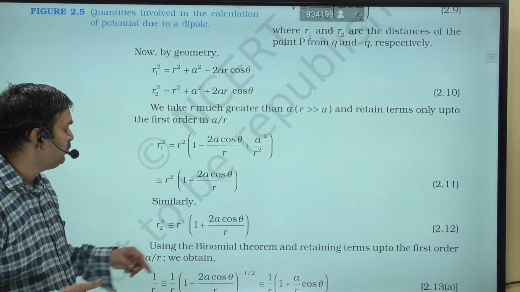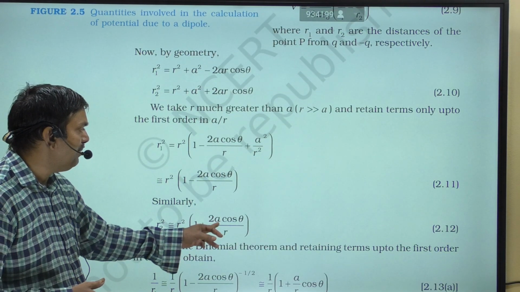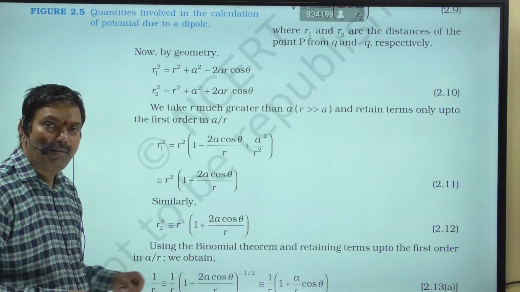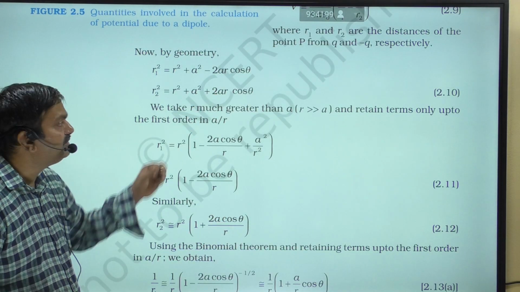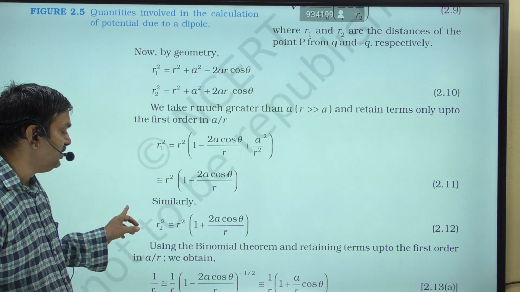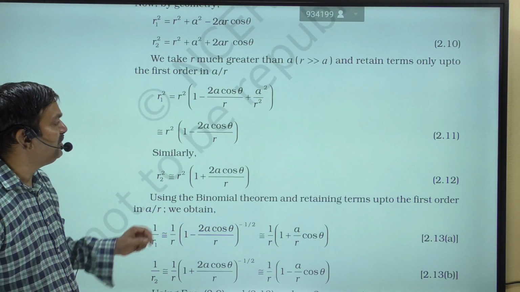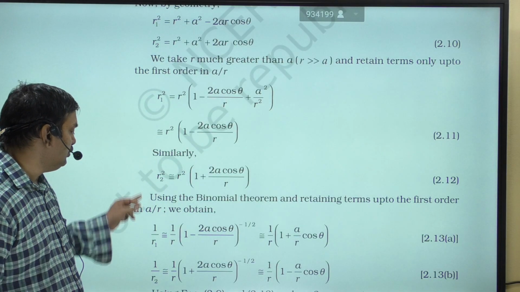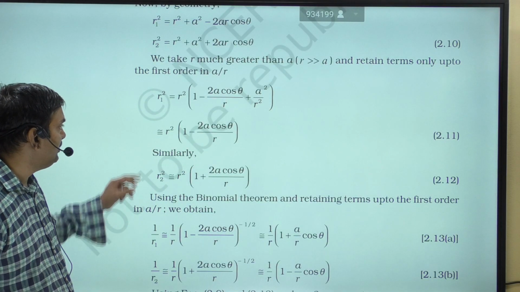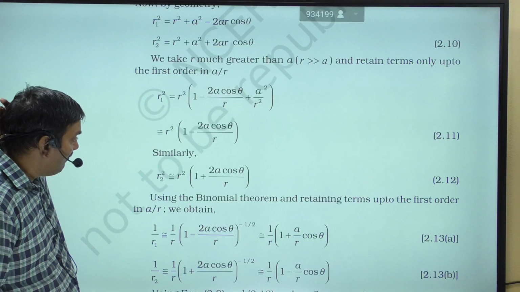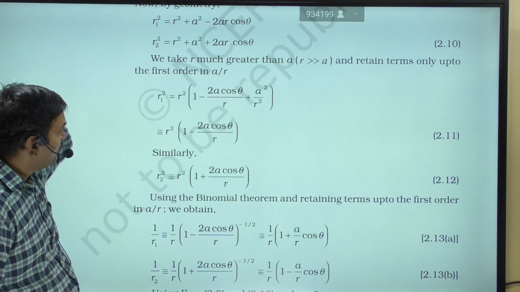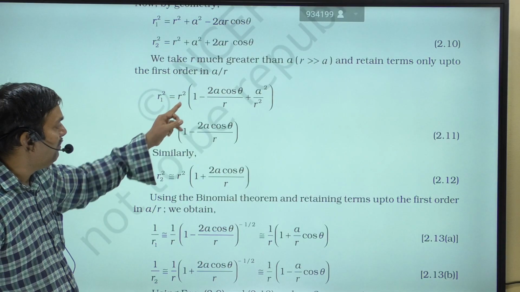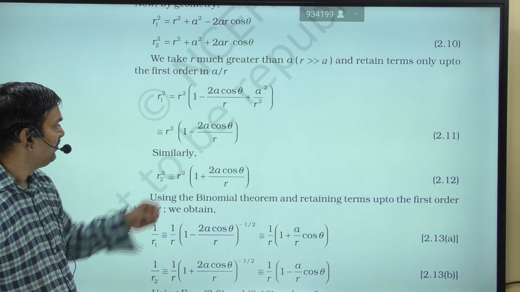Similarly r2 square is identically equal to r square, along the same lines, plus 2a cos theta by r comes. In this case it is plus 2a cos theta by r. Now by binomial expansion, as you see here, this is now 1 by, as you see here, r1 square, if that much, I want 1 by r1 square, so 1 by r1 square is equal to 1 by r square into this much, right?